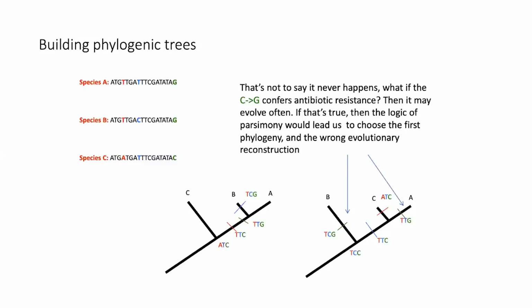So there are rare cases where you might see parallel evolution, but if we can build a phylogeny where we don't have this parallel evolution, where we have fewer evolutionary changes to establish the relationship between these species, then we choose the simpler phylogeny.